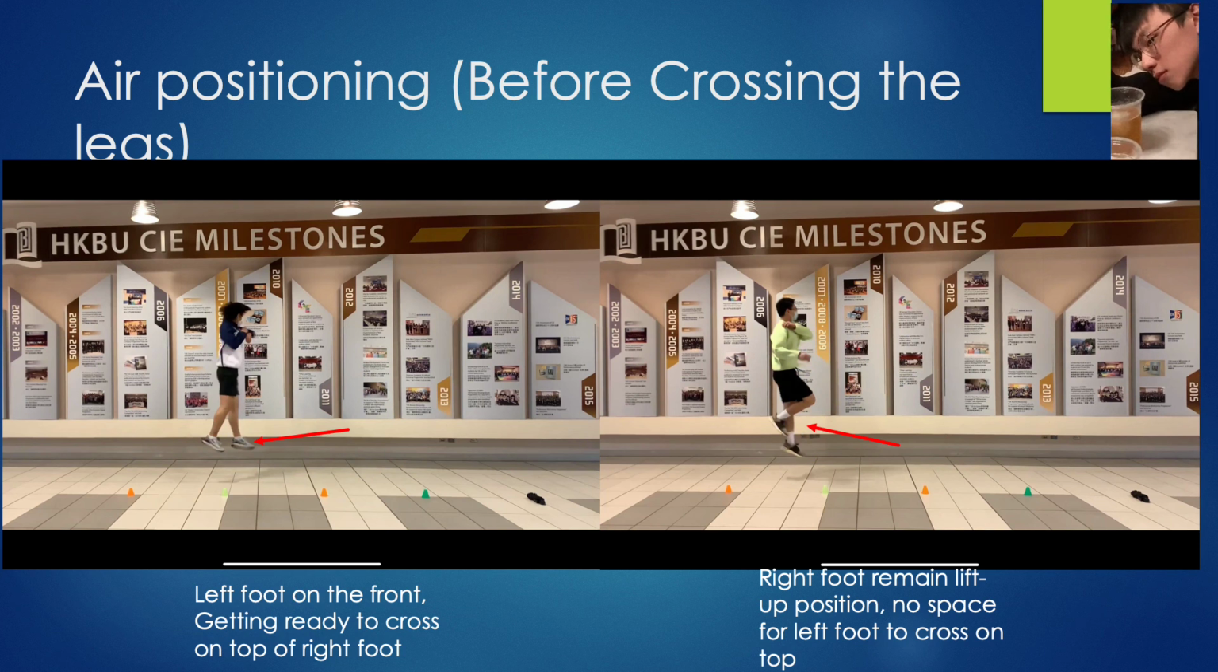Next, doing the rotation in the air needs a lot of technique. Before doing the rotation, the leg cross is one of the most important keys. The photo here shows the air positioning before crossing the leg. Wayne's left foot is in the front and getting ready to cross on top of the right foot. But Cash's right foot remains in a lifted position, which leads to a lack of space for the left foot to cross on top.